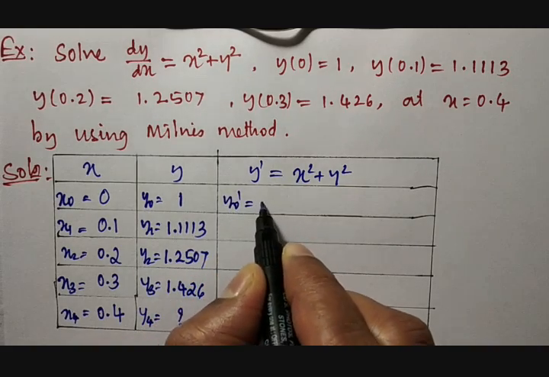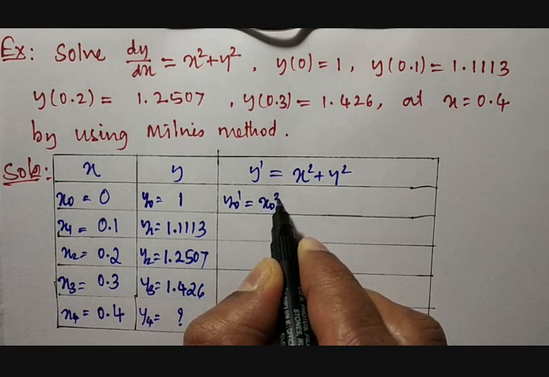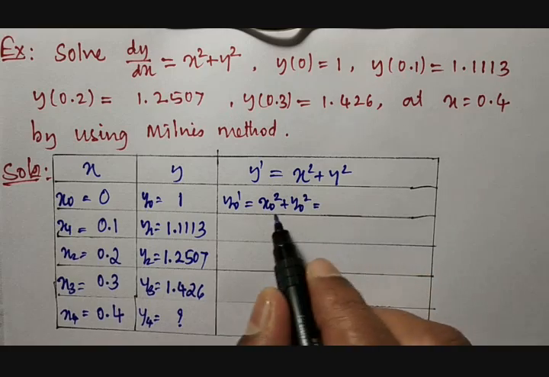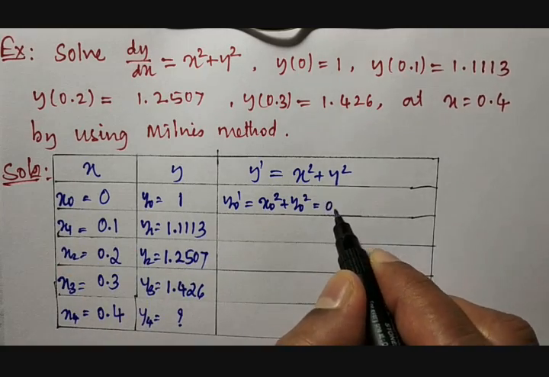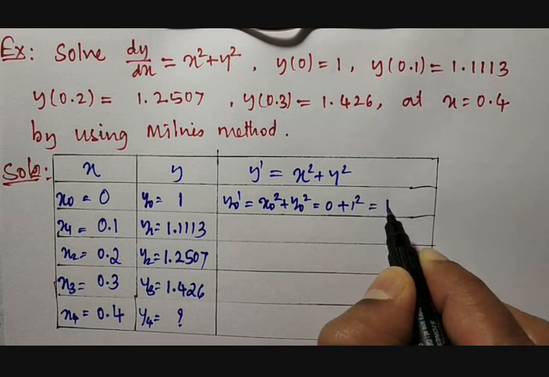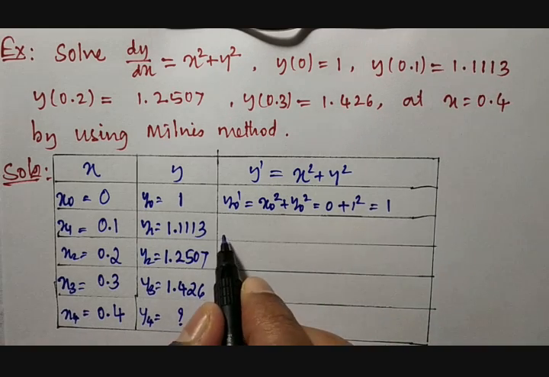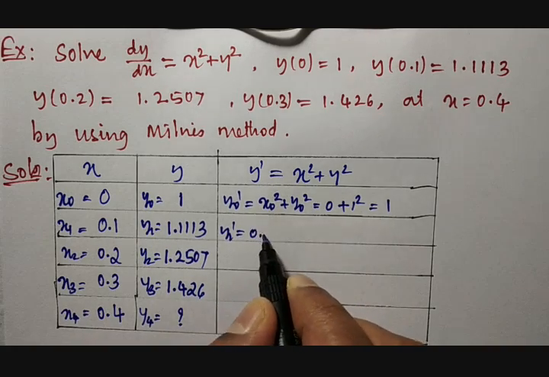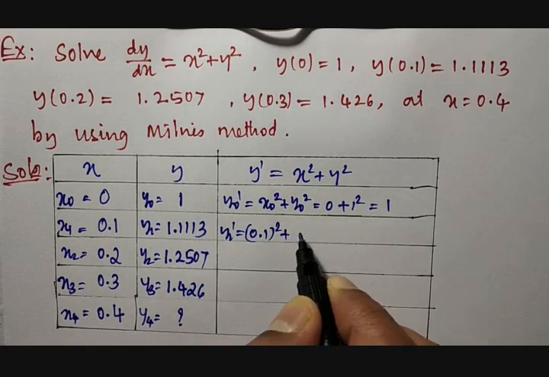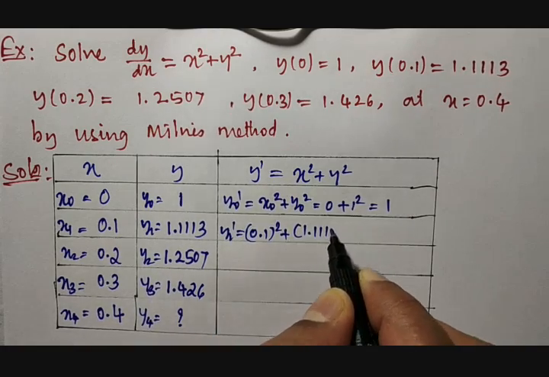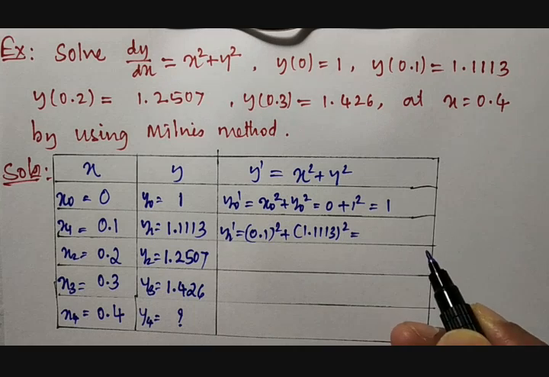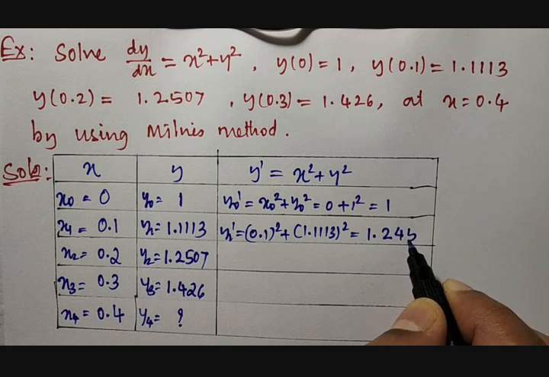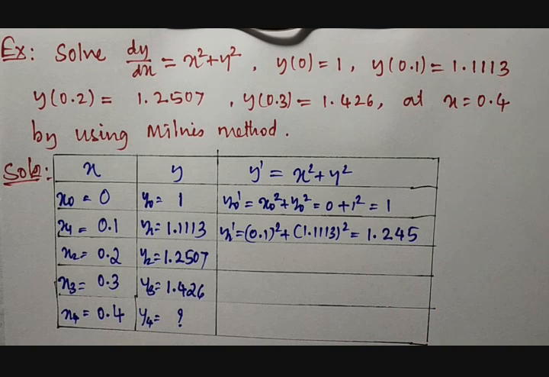y0 dash is equal to x0 square plus y0 square. Clear? What is x0? 0. 0 plus 1 square, which is equal to 1. Similarly, y1 dash is nothing but 0.1 square plus 1.1113 square. This is equal to 1.245.